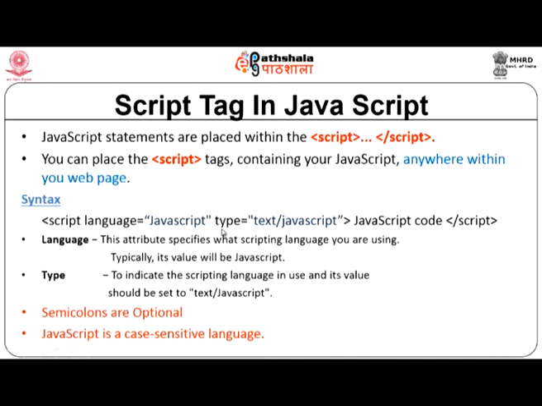There is another attribute called type. This indicates the scripting language in use, and its value should be text/javascript, within which you write the script code. When you write a JavaScript program, unlike other programming languages, the statements need not end with a semicolon. So, the semicolon is optional in script statements, and JavaScript is a case sensitive language.